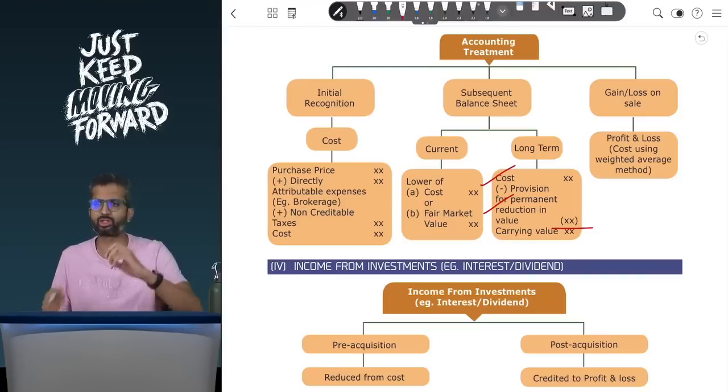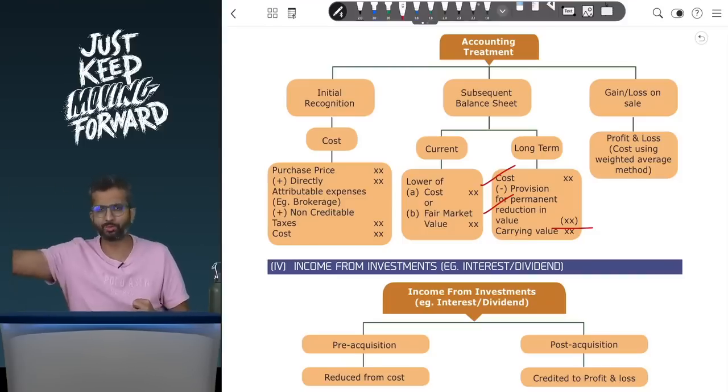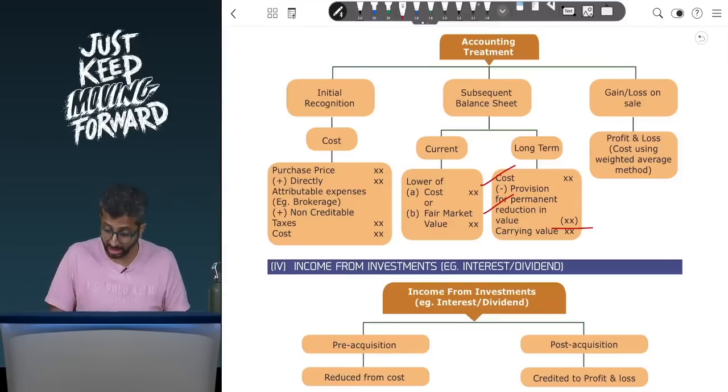You bought 100 shares of Reliance, then 50 at another price, and 250 at another price. So, what will be the cost of the investment? You will not know exactly which shares are sold. So, here the standard allows you to calculate cost using the weighted average method only. Remember, FIFO is not permitted over here.